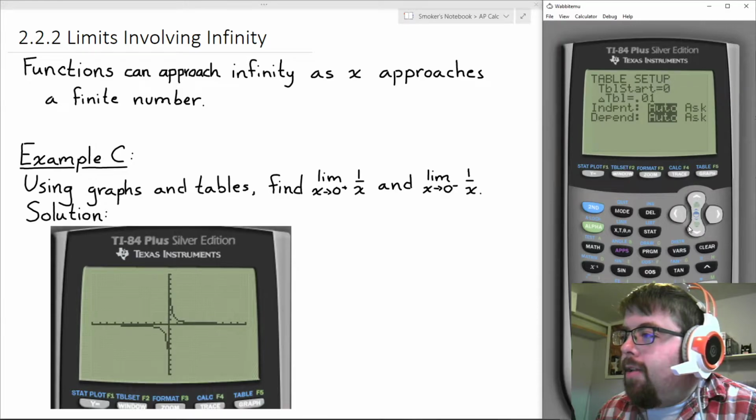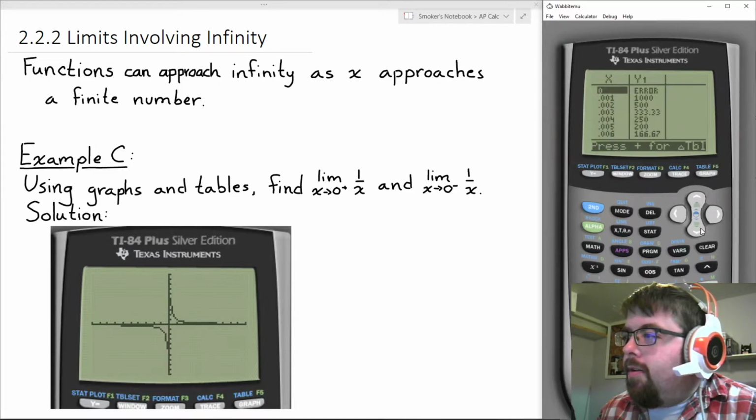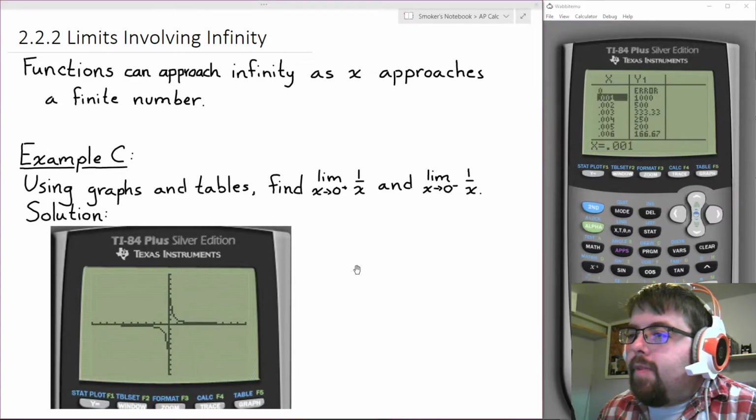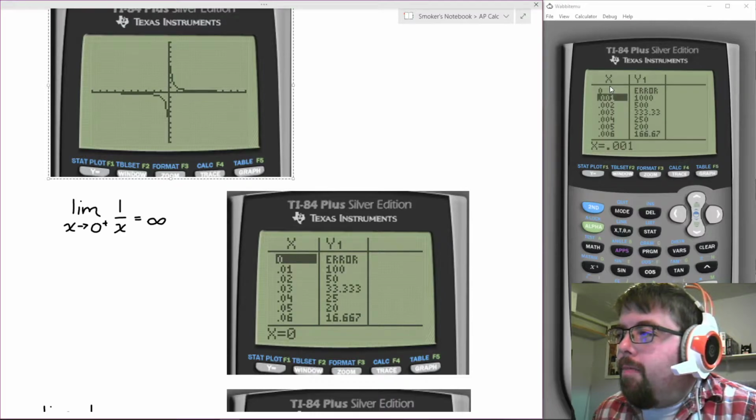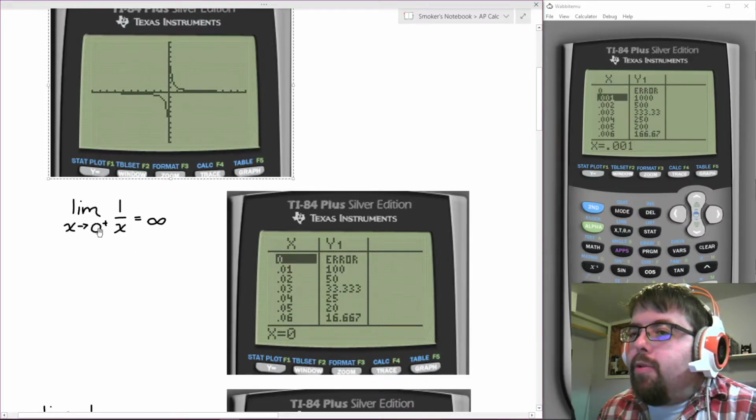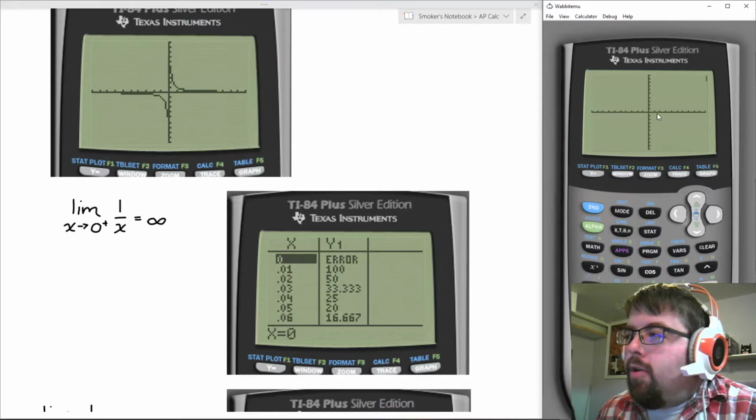And we could keep doing this and getting closer and closer by changing the table scale, or the change of table value. And now we have 1,000. So this is an example of the numbers getting very large as the x value approaches 0. So we would say the limit as x approaches 0 from the right of 1 over x equals infinity, because this is just going to continue to grow as we get closer and closer to 0.